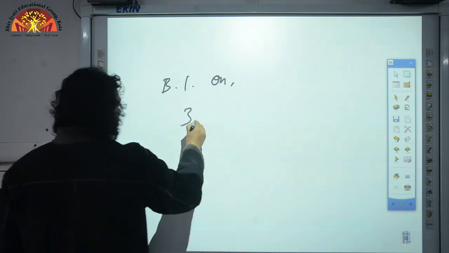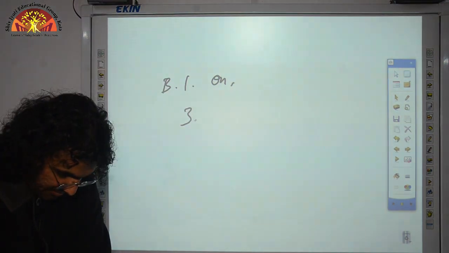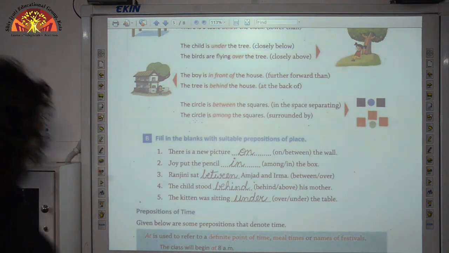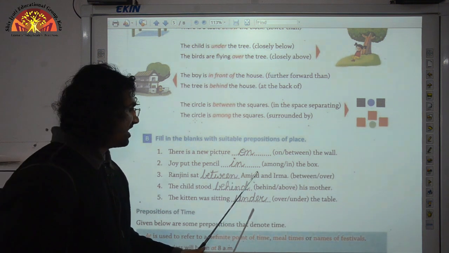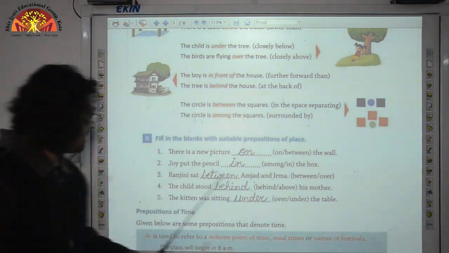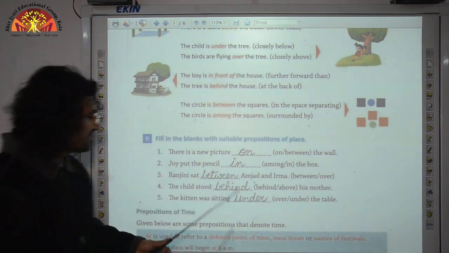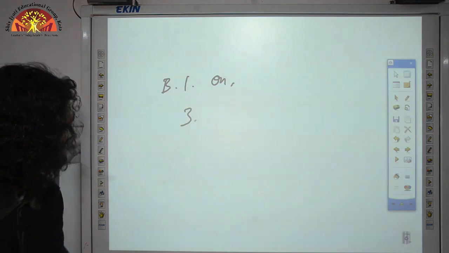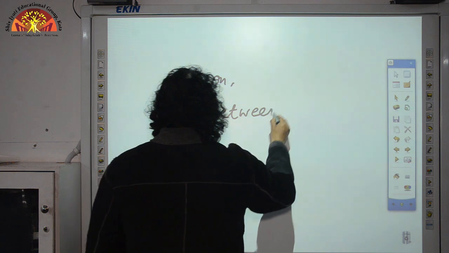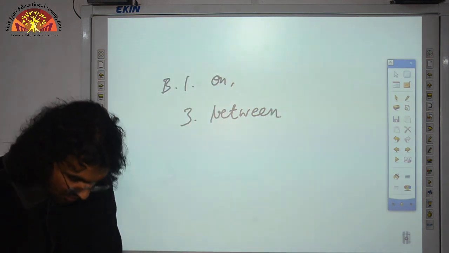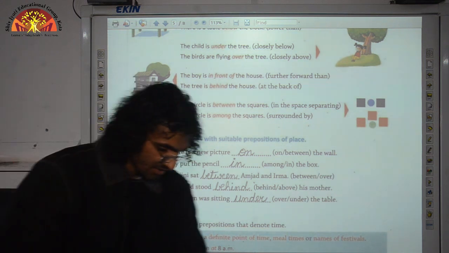Now we will see the third one. And the third one says, what does it say? Let's find out. It says, Ranjani sat between Amjad and Irma. Where did she sit? She sat between Amjad and Irma. So between is the answer. Third one. Between.